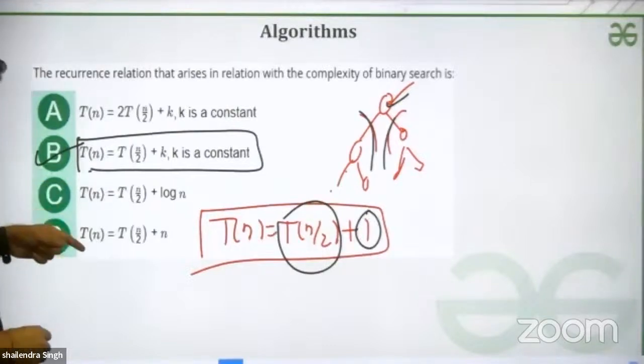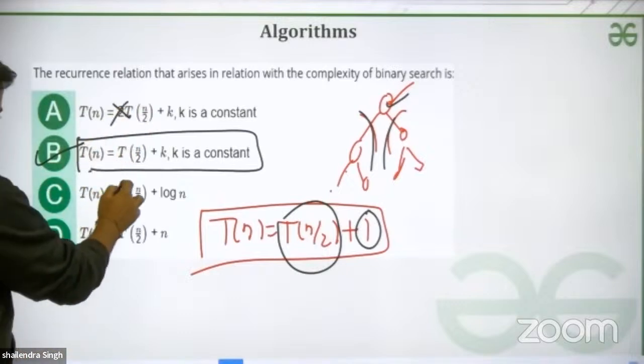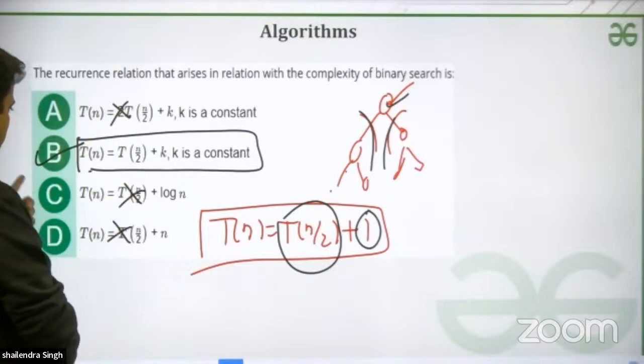Yes, this is a correct answer. Either left half or right. This is not log n, no, my dear. Both cases are covered here. So the right answer is B.